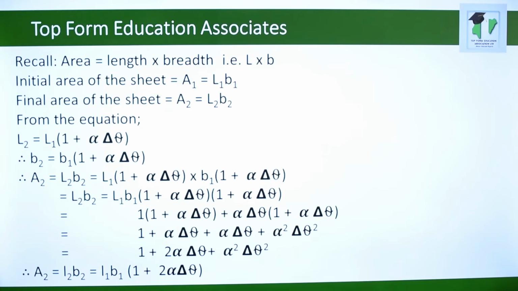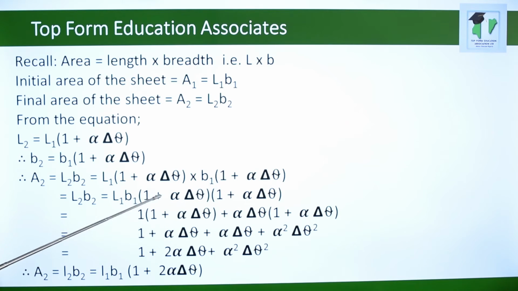Now, if we multiply the two of them, we'll have it that A2, which is L2 B2, is equal to L1 B1. And now factorizing, L1 B1 is this, into 1 plus alpha change in theta, bracket opens again for this one, 1 plus alpha change in theta. Now, I want to factorize these two in brackets.